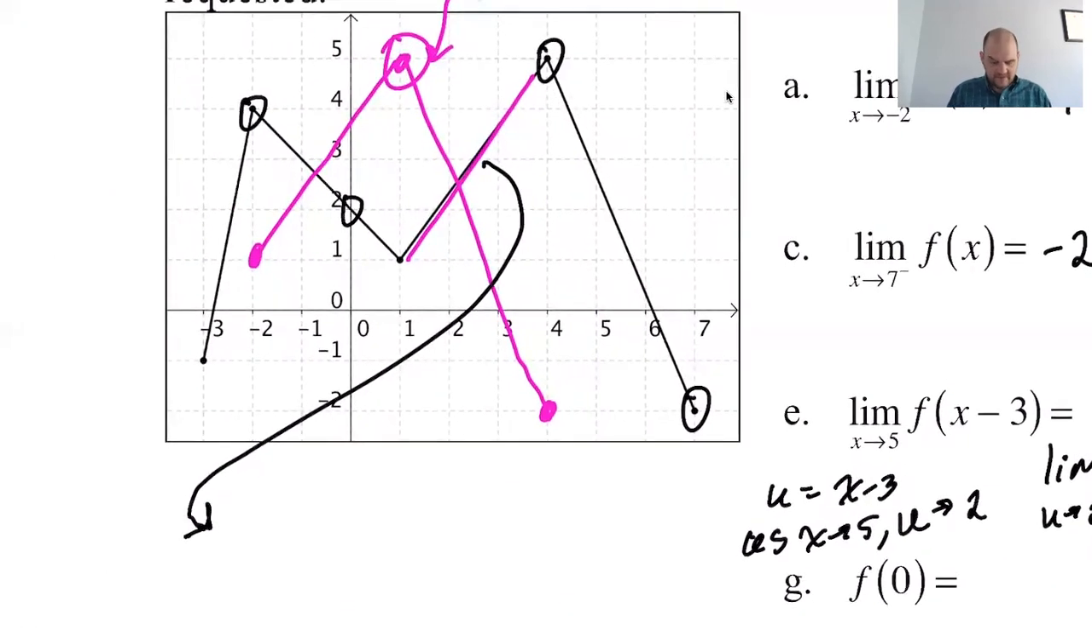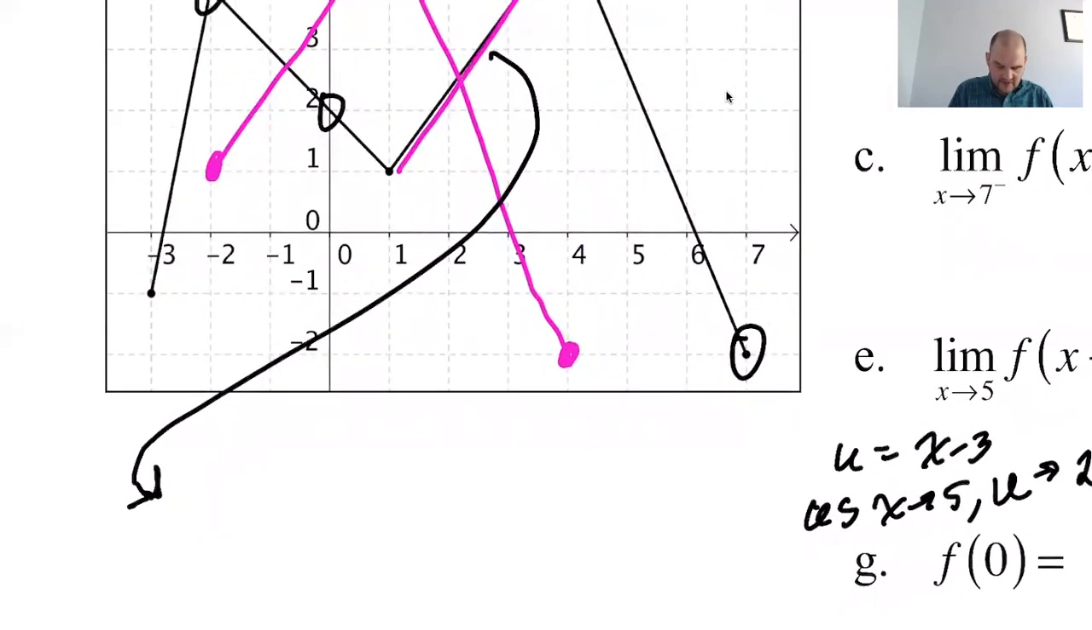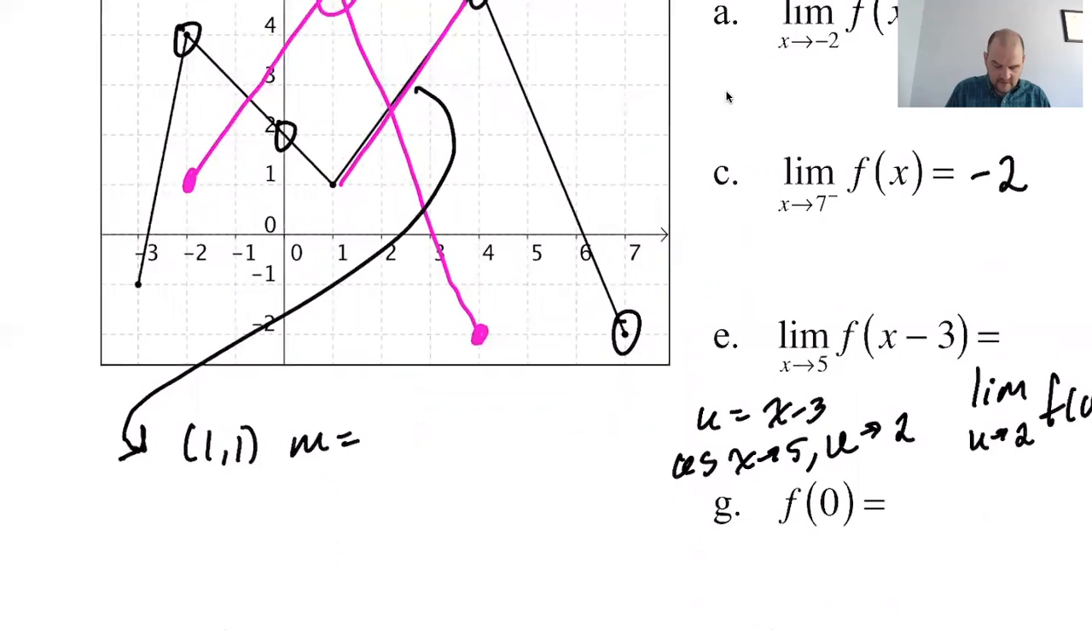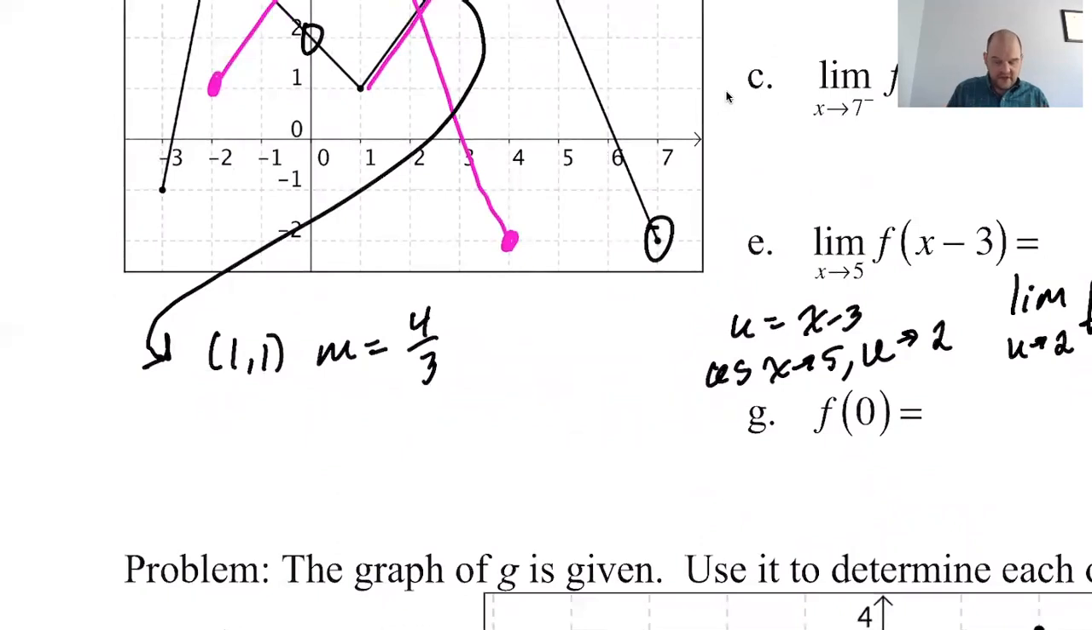That line segment, I know that the function goes through (1, 1), and the slope of that line segment is what? I'm going to go up 4 and over 3. So the slope there is 4/3. So I'm going to write it in point slope form, which is like the only way you should ever really be writing lines. So y minus 1 is 4/3 times (x minus 1).